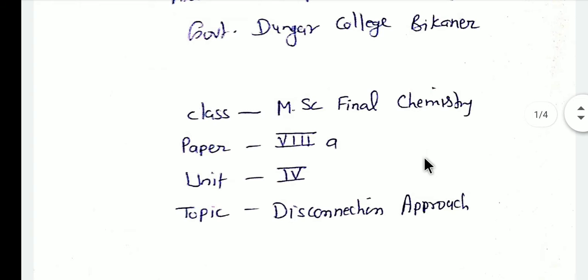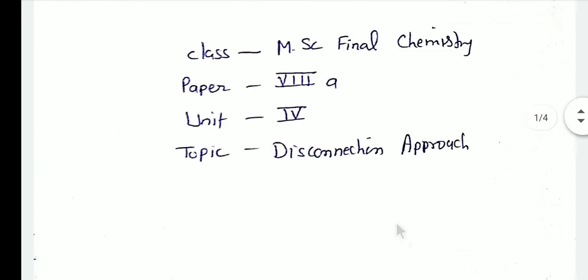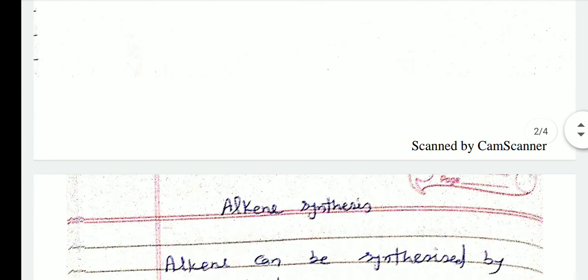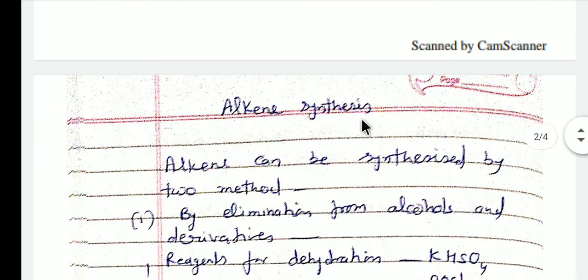Today I shall discuss the disconnection approach. This topic is in Unit 4, Paper 8th A, MSc Final Chemistry. In this topic, I shall discuss alkene synthesis. What is alkene synthesis? The synthesis of alkene by any process is called alkene synthesis.